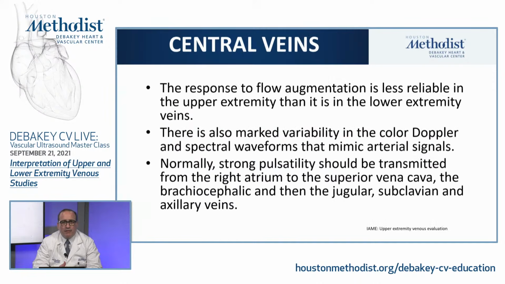The response to augmentation is less reliable in the upper extremity as compared to the lower extremity. We're going to go over this once we discuss the lower extremity. There's also marked variability in spectral waveforms that mimic arterial signals, especially in the more central veins, like the jugular and the proximal subclavian veins. Normally there's a pulsatility that we notice in the upper extremity veins, especially in the jugular vein and the proximal subclavian vein, that does extend to the more peripheral veins, but usually reaches the axillary vein and not the superficial veins. Why is this?